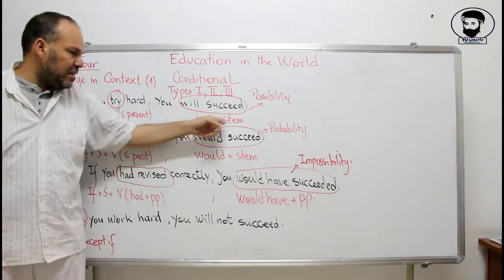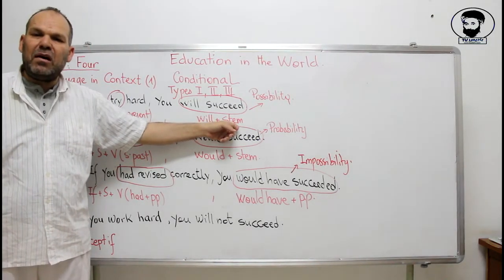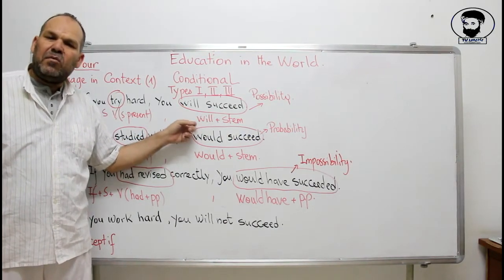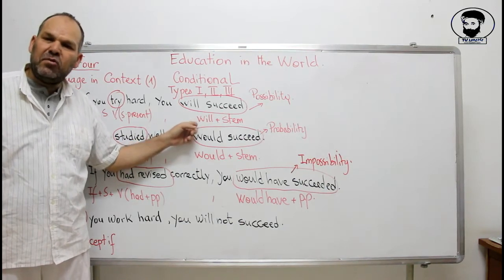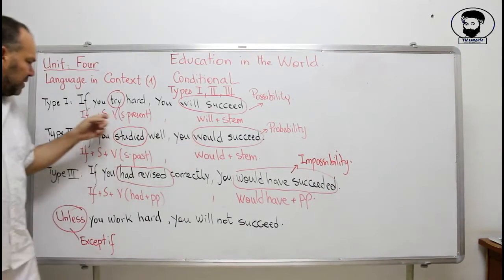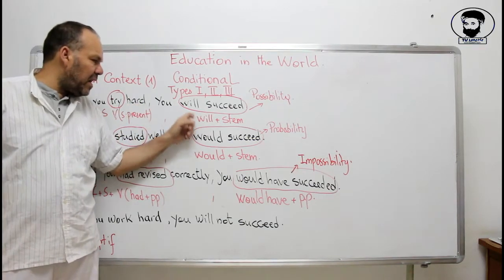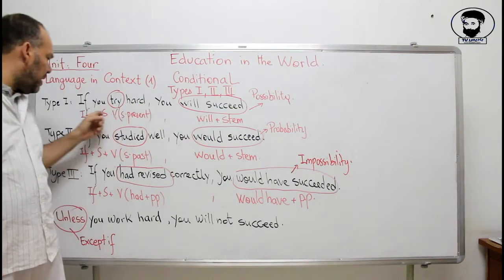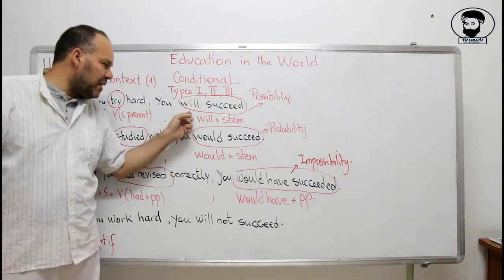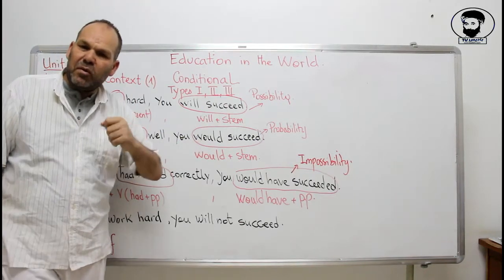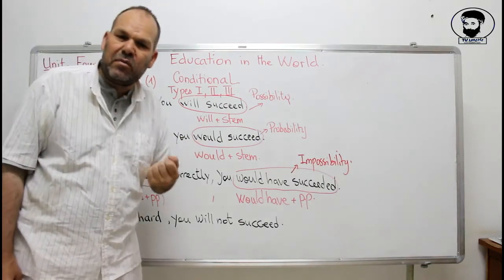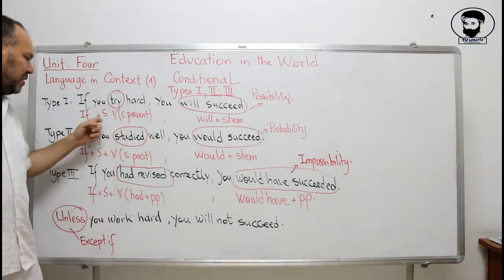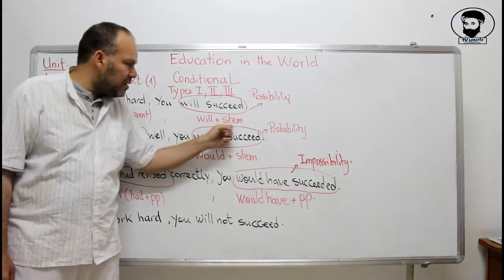Here, will plus stem, it is not an obligation to have the will. We can have will, we can have can, may, ought to, have to, must, etc. You can say, if you try hard, you can succeed. It is correct in the use of the if clause. You can say, if you try hard, you must succeed. So it is not always will, but it is used in the form of the conditional type 1.